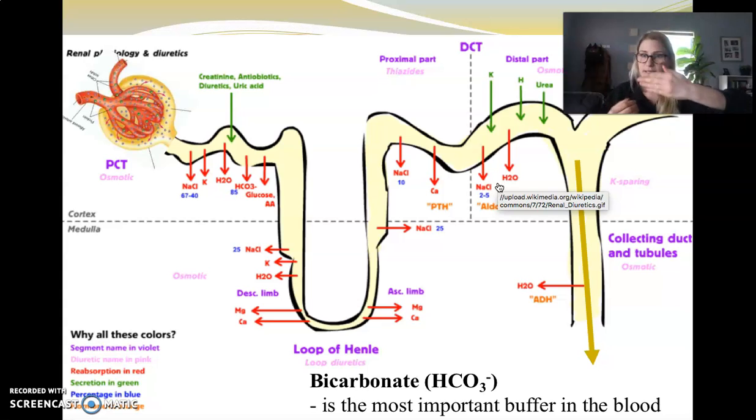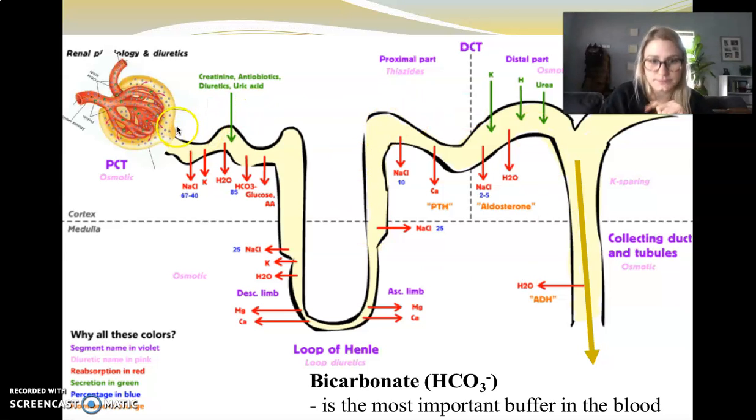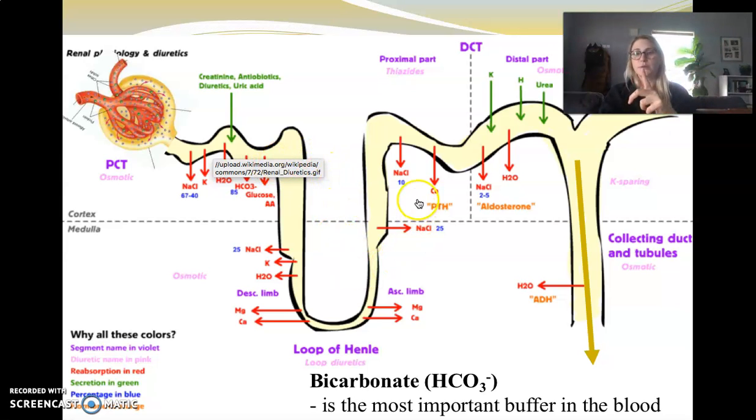This is all happening within the cortex of the kidney. So we slice the kidney open. You can see there's a darker region and then the lighter region on the outside. We're on that lighter region on the outside. And then we get down into this thing called the loop of Henle. This is where we dive down into the renal medulla. So this is within those renal pyramids.